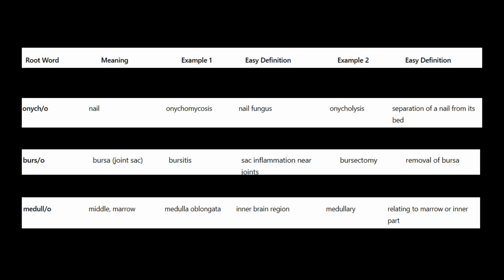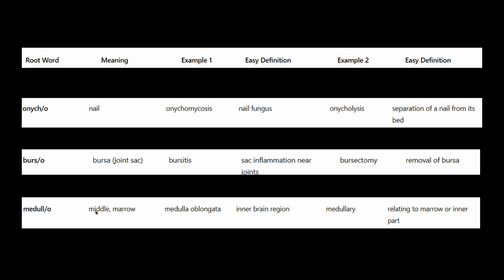Similarly, we have a second example, that is bursectomy. Bursectomy means removal of bursa. Again, for any medical purposes, if bursa is removed from the patient's body, then in that case we will say that the procedure which is conducted is considered as a bursectomy. Clear? In the similar way, we have next root word, that is medull or medullo.